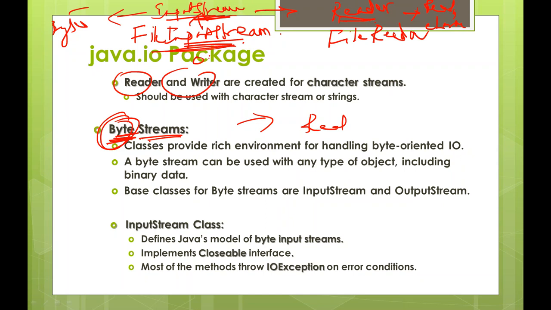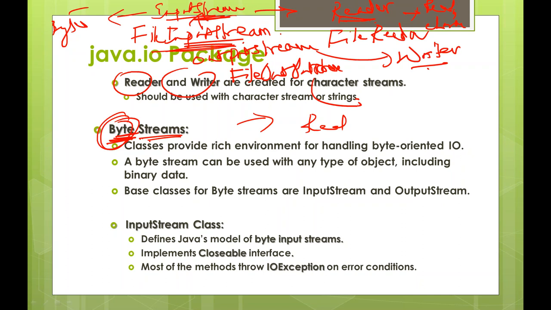For OutputStream, we have FileOutputStream, and corresponding to OutputStream, we have Writer for characters. Corresponding to this concrete class, we have FileWriter. Like that, not for all the classes, but for most of the classes, we have complementary or similar classes in character streams as well.